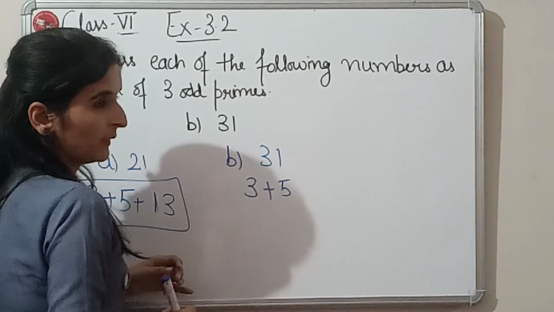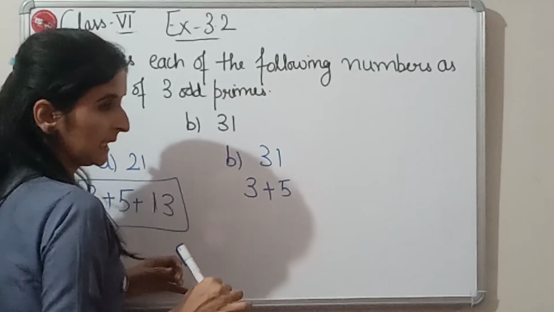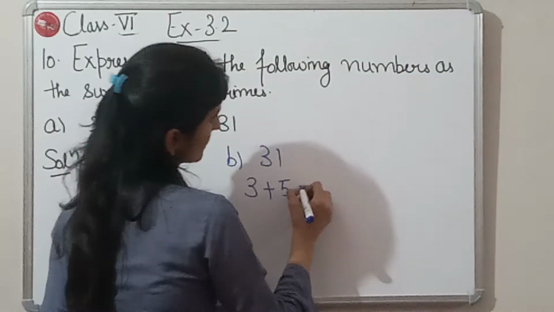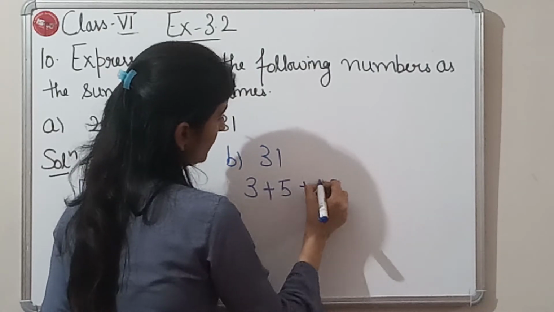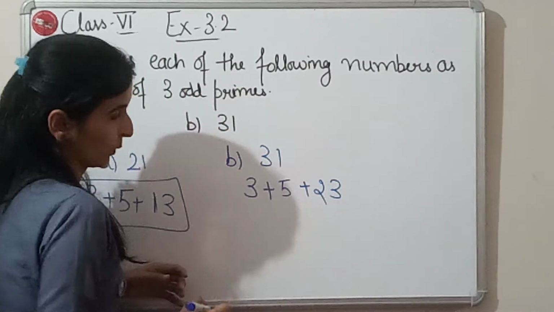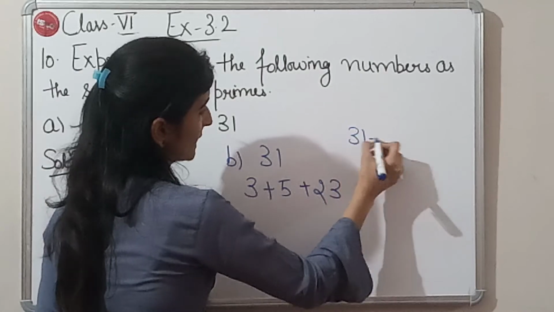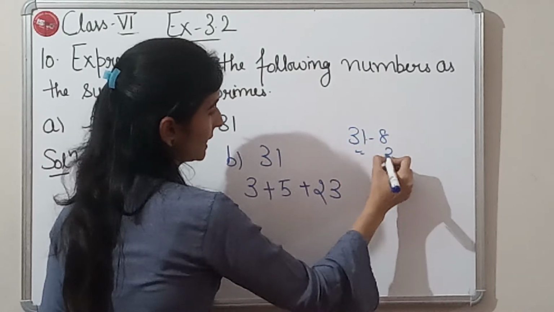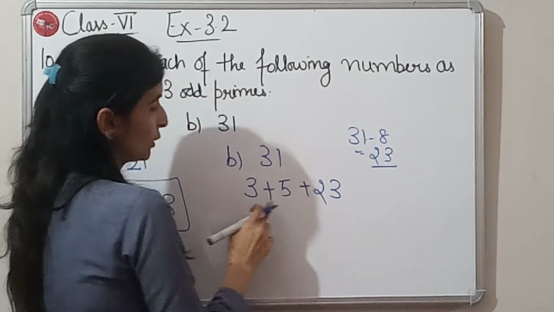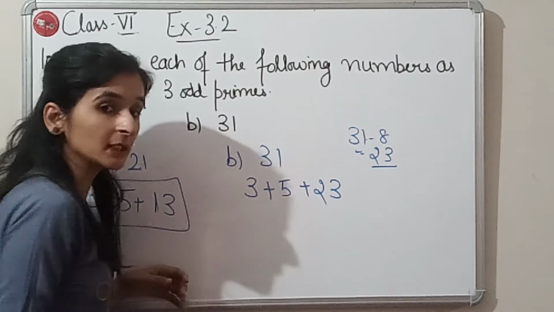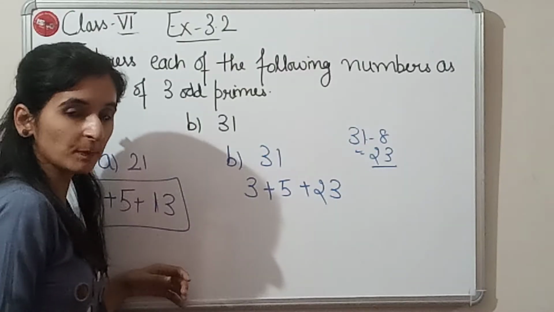Now 31 minus 8. 11 minus 8 is 3 and this will become 2. So 3, 5 and 23. These are again odd prime numbers.